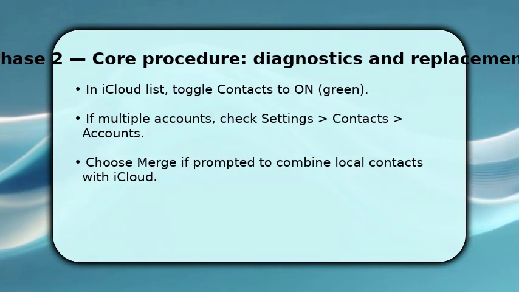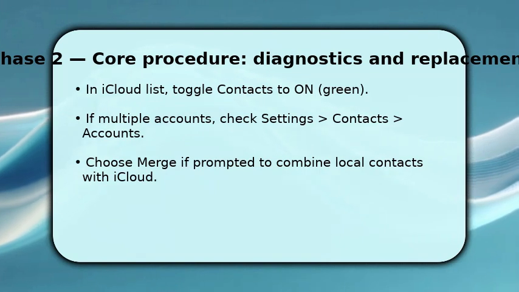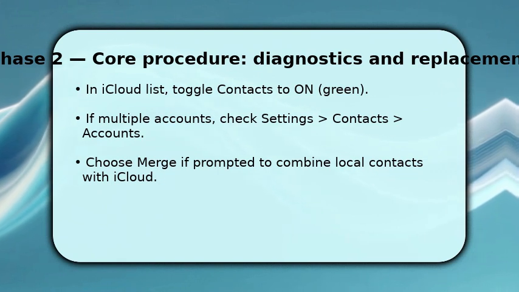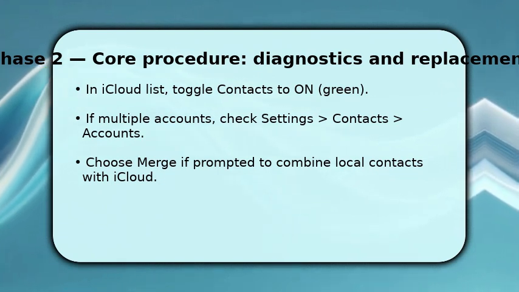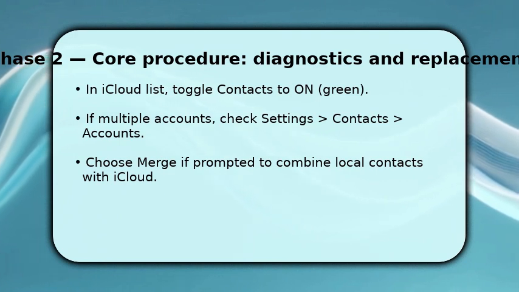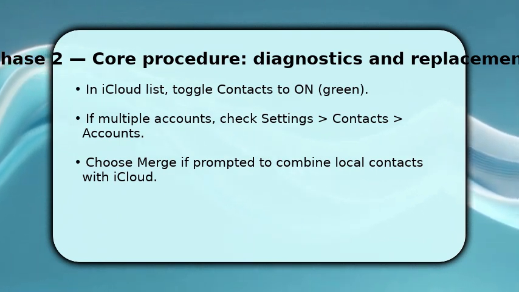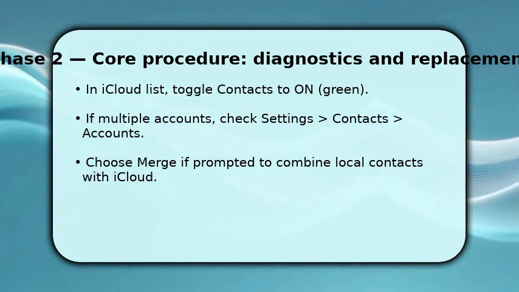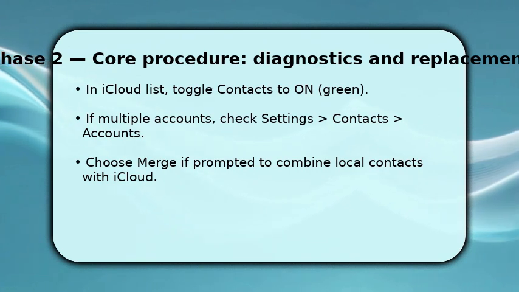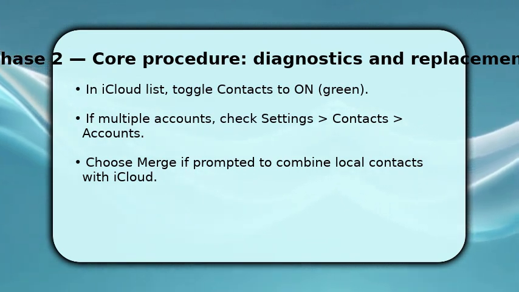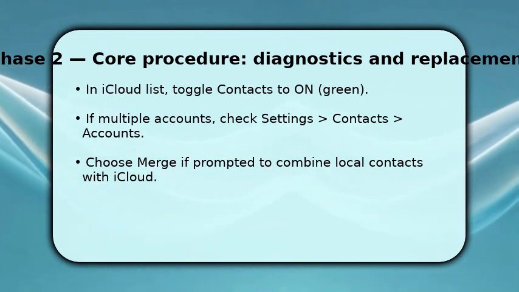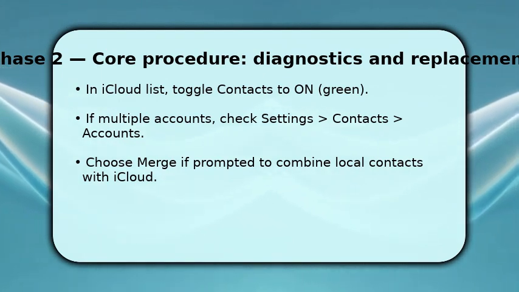Once in iCloud, flip the Contacts toggle to On. This tells iCloud to sync your address book. If you use other accounts like Gmail or Exchange, go to Settings, Contacts, Accounts to verify each account's contacts toggle. If iPhone asks whether to merge or cancel when enabling iCloud contacts, choose Merge to combine local and cloud entries. Make sure Contacts shows under your primary account to avoid split lists. Doing so keeps a single, synchronized source for edits and new entries.